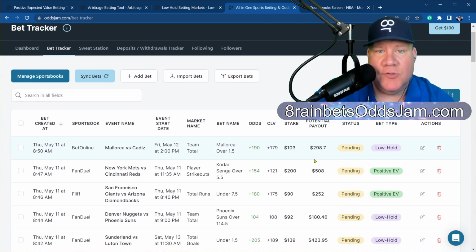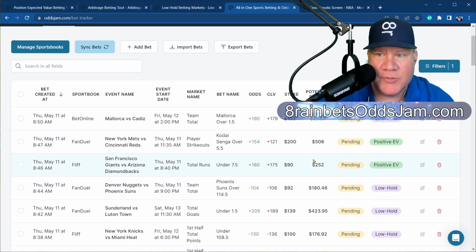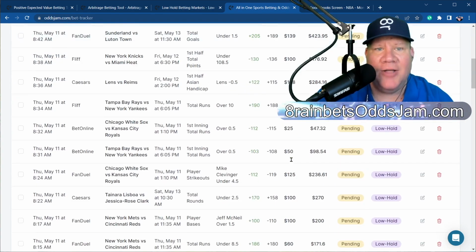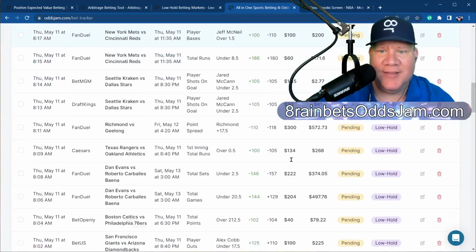Or if it's red, it means you're behind the market. Now, you're not going to be right 100% of the time, but look at all this, baby. Look at all this green. Look at all this green. This is from this morning.